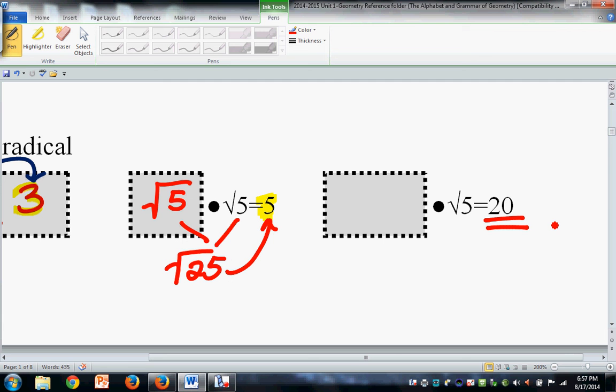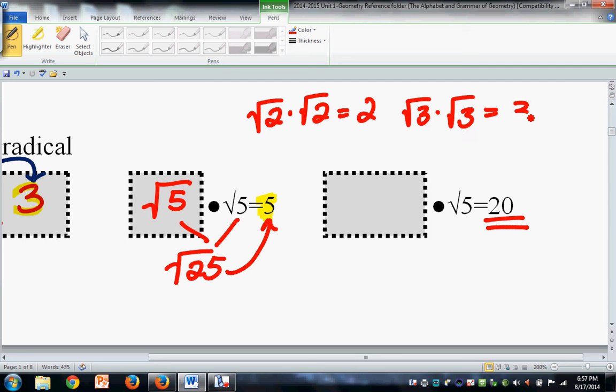Okay, now we have a 20 here, so where did our 5 go? Well, let's remember what we know so far. Any radical times itself is just the number on the inside. So, for example, root 2 times root 2 is 2. Root 3 times root 3 is 3. Root 5 times root 5 is 5. So if I want to get rid of this root 5, the first thing I have to put in this box is another root 5.